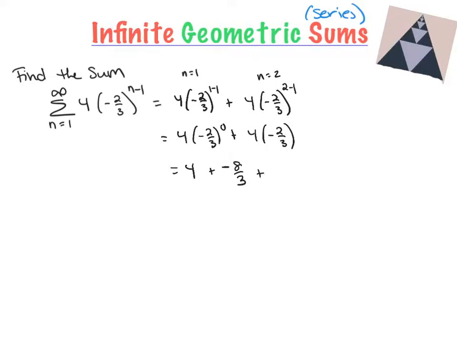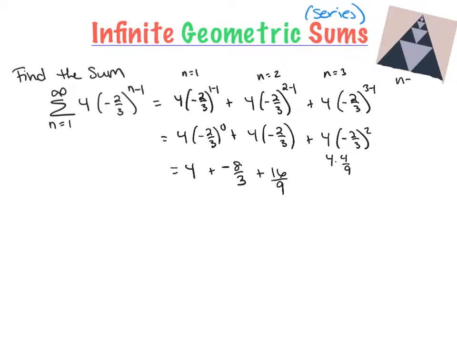Okay, let's just do one or two more. Let's see, n equals 3: 4 times negative 2/3 to the 3 minus 1 is 4 times negative 2/3 squared. Well, 2/3 squared is, what, 4 over 9? So 4 times 4 over 9 is 16 over 9, and it's positive because it was squared. And we can do one last one.